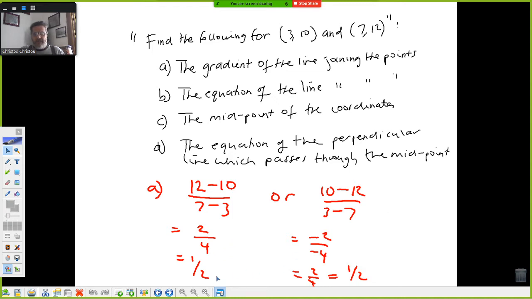All right, so that's the gradient. The gradient of that line is 1/2.